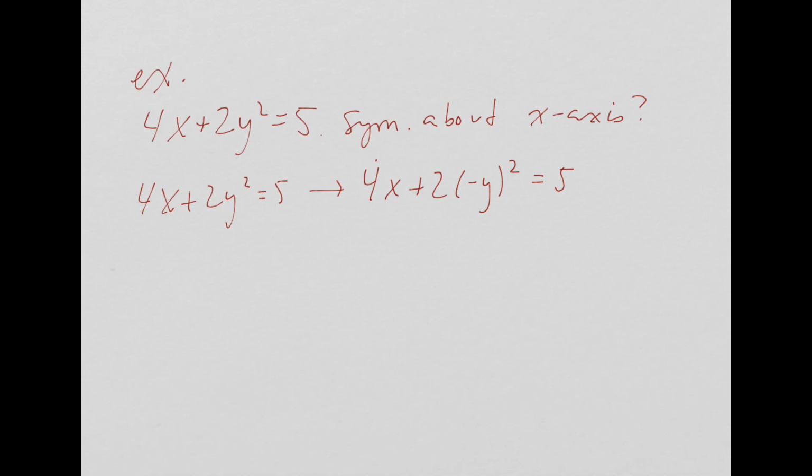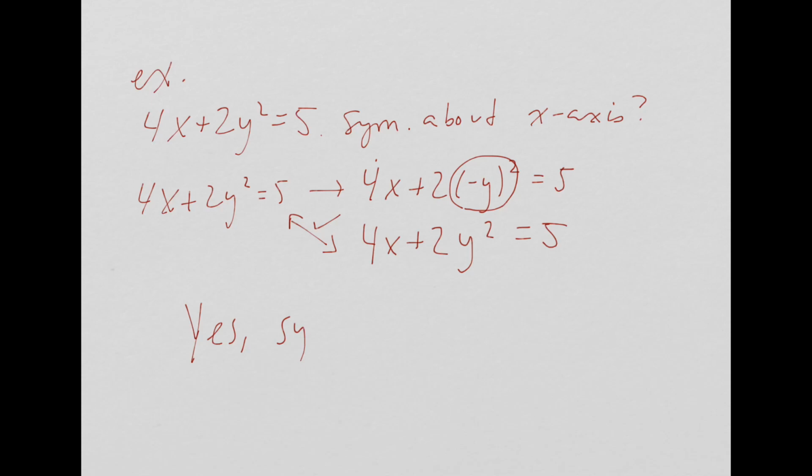Now I'm going to simplify. It doesn't matter if you square a negative number versus a positive number. It's going to give you the same result. So this negative y squared is the same thing as just y squared. So I can simplify it that way. Now compare. Are these two the same? The answer there is yes. So yes, it's symmetric about the x-axis.